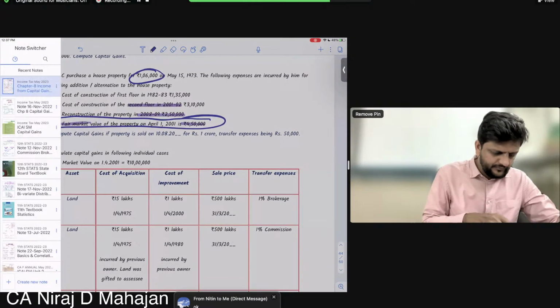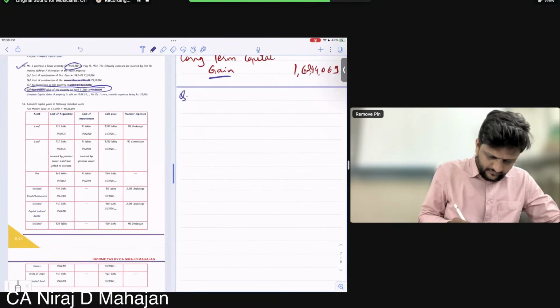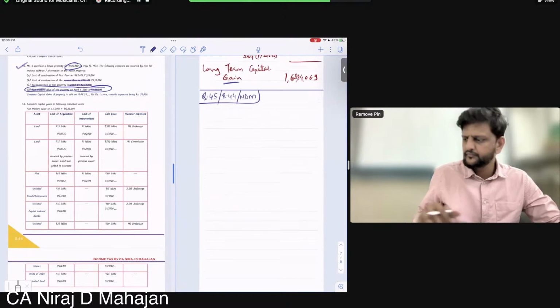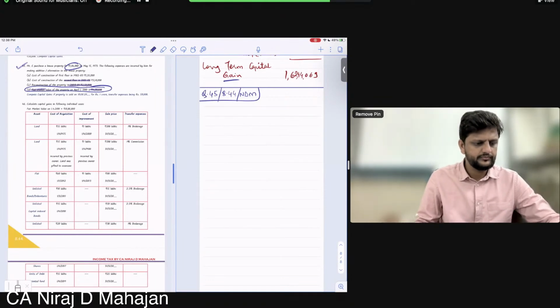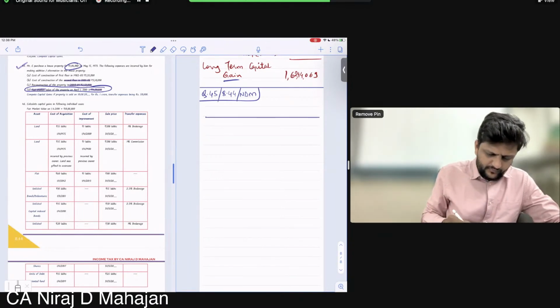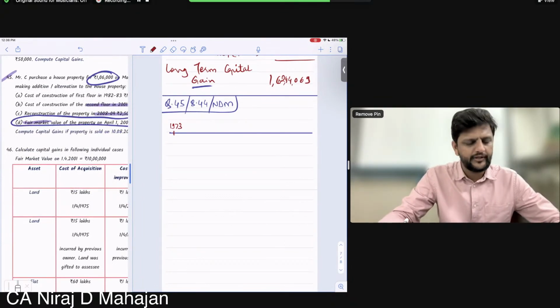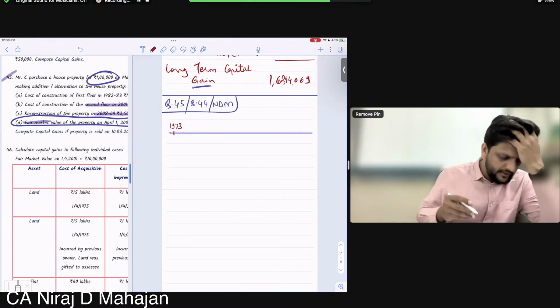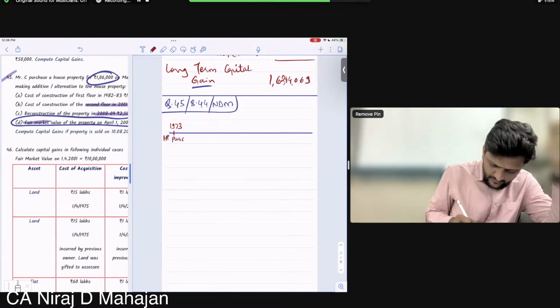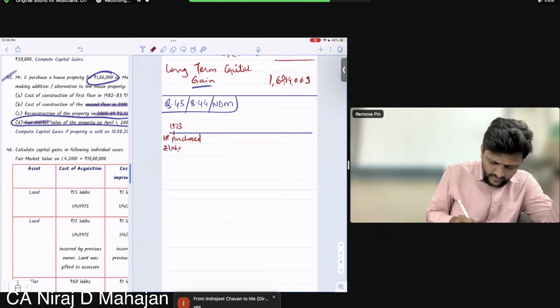Write down. Again, bachcho, you simply write the timeline. Question number 45. Ready, all of you? So I'm just writing 1973, doesn't matter the date. Now what is purchased? Have they given you the type of property? They have given you clearly, house property. House property purchase, how much? Rupees 1,06,000.